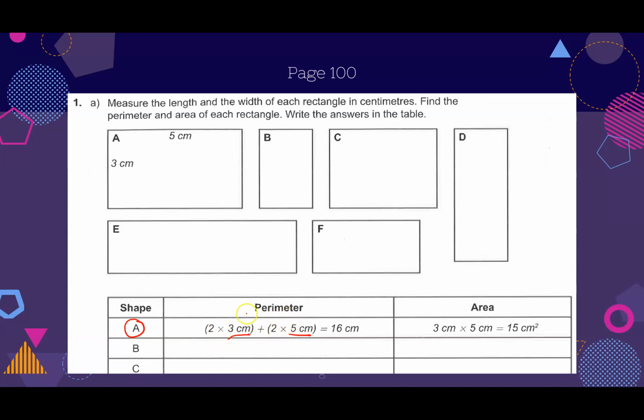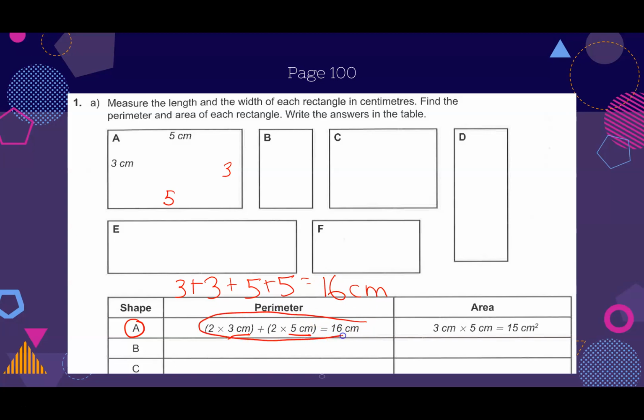Remember, our order of operations says that we will do anything in brackets first. Alternatively, they could have just added up each side. So we know that this side is also 5 and this side is 3. So 3 plus 3 plus 5 plus 5. So we know 5 plus 5 is 10. 3 plus 3 is 6. So our total would be 16.